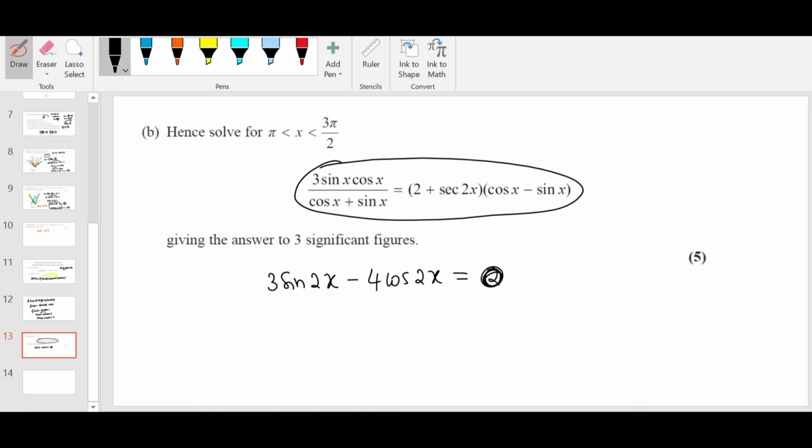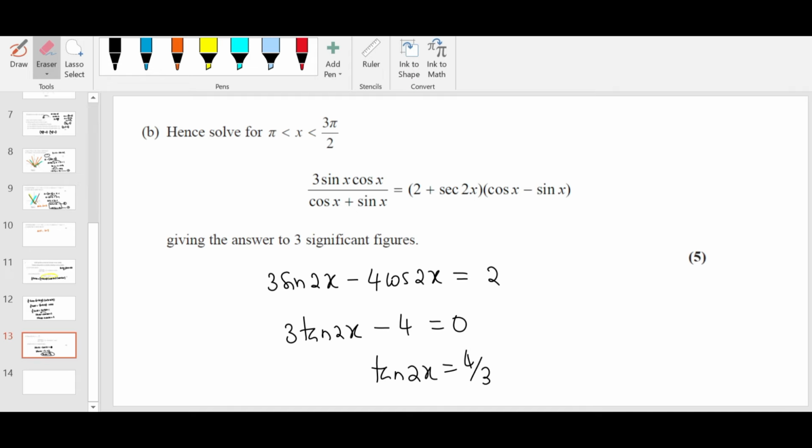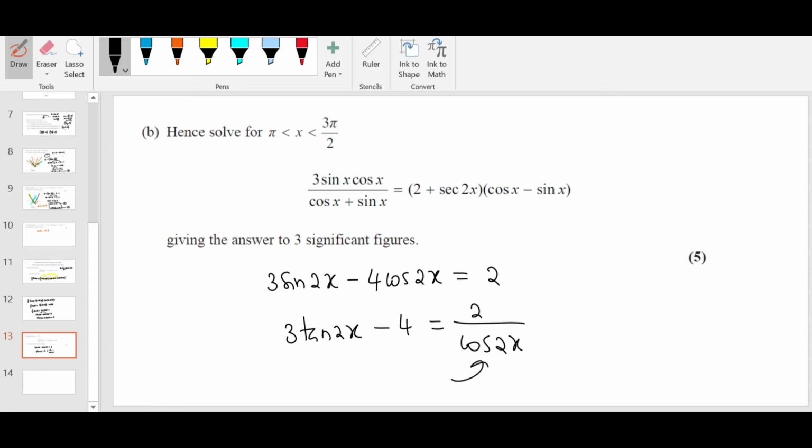It's very easy. Divide throughout by cos 2x. You'll get sine over cos is tan 2x. Here the cos 2x will be cancelled. Tan 2x is equal to 4 over 3. Solve this using the method you learned in P2. It's very easy when you have 0 on the other side. But the moment you have a number, you cannot divide by cos 2x, because you will get 2 over cos 2x here. Again, you need to get rid of this cos 2x. It's going to be very difficult.